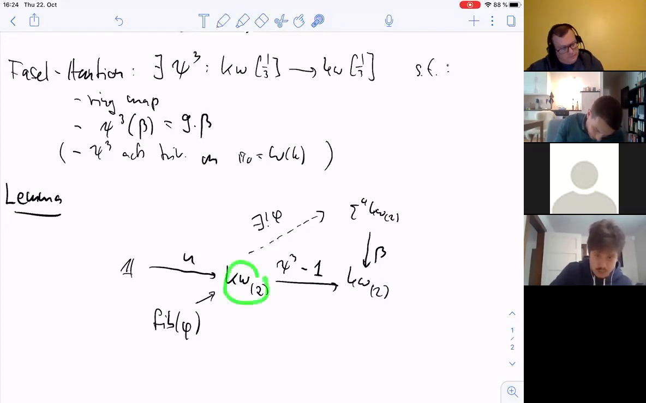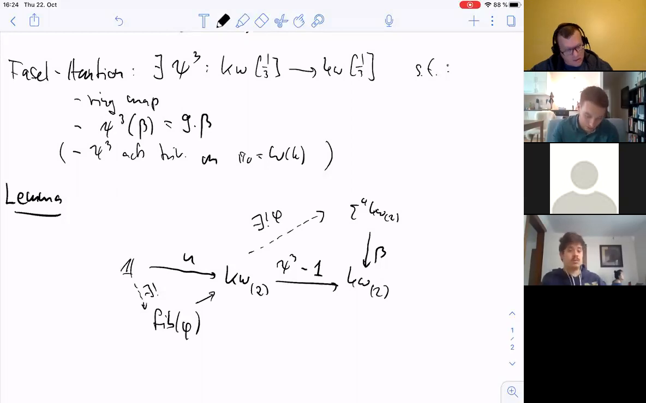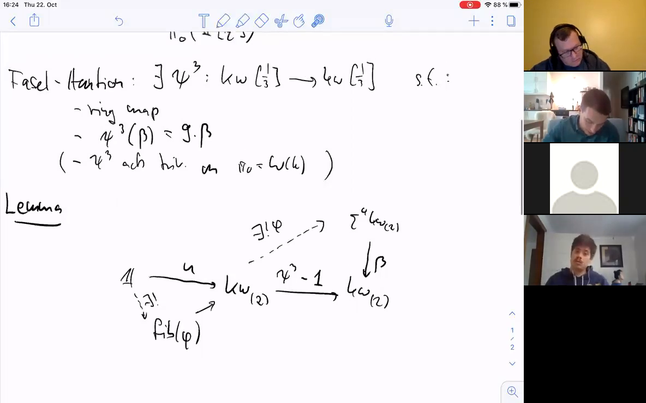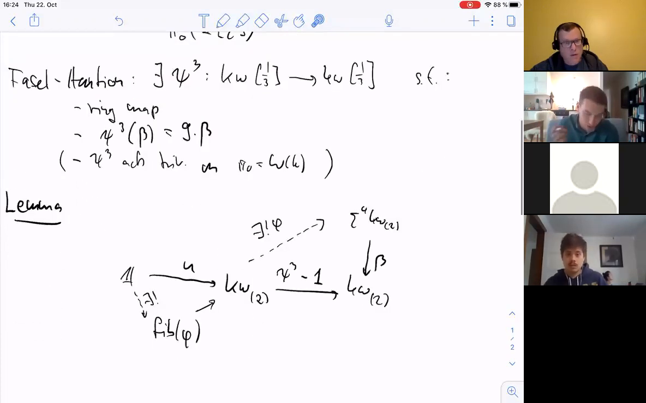Right, so this guy here was a ring, so there's a unit map in. And again, the claim is that this compares with the fiber of phi in an essentially unique way. So there exists an essentially unique map here. Again, it's unique up to homotopy. And this lemma is fairly straightforward to prove using the t-structure on motivic spectra. Basically, I told you everything that you need. The only thing which you need to know is this knowledge about the homotopy groups of KW, and then this is all pretty straightforward.